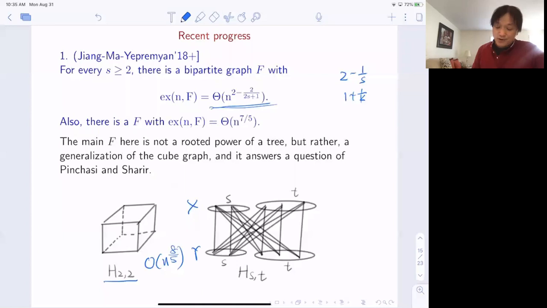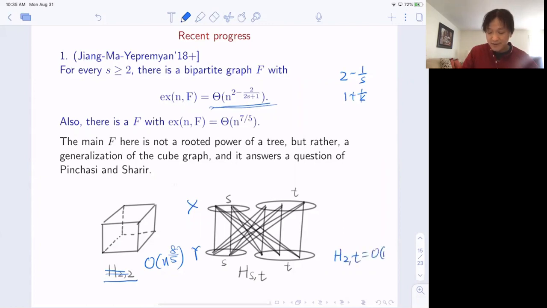So if S and T are both 2, you can see that this H_{2,2}, maybe it's not quite accurate to say this H_{2,2}. H_{2,2} will contain the cube, okay? It contains the cube, I think, plus the diagonal. But anyway, so, right, we show this. So in particular, if T is large enough, then for H_{2,T}, we also get big O of n to the 8/5, which will be theta n to the 8/5 if T is large enough.